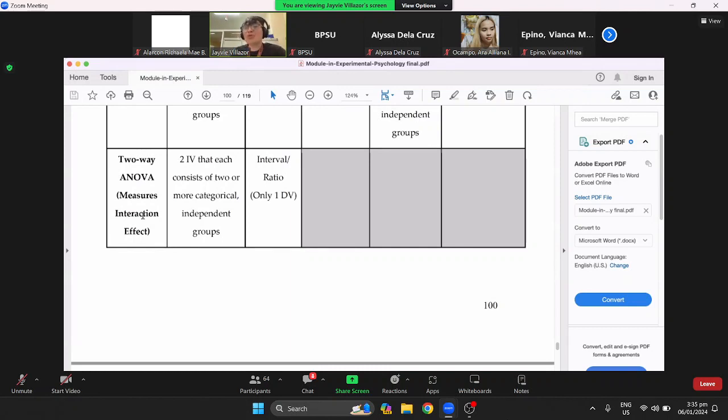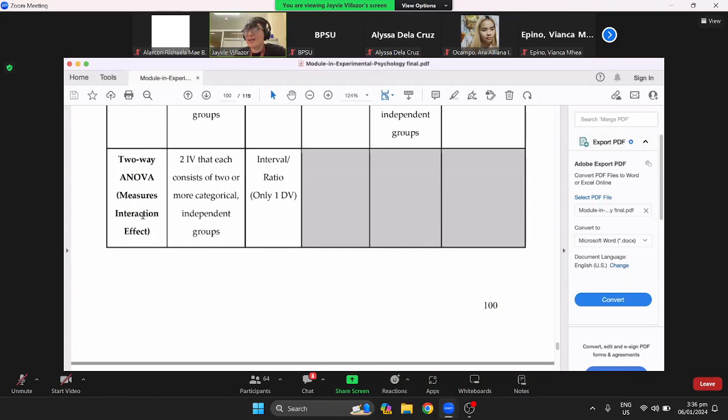From the word itself, two-way ANOVA. Okay? Ilan ang independent variable? Dalawa. Ilan ang dependent variable? Isa. Si one-way ANOVA, isang independent variable, isang dependent variable. Pero si two-way ANOVA, it becomes complex. Bakit? Kasi ang independent variable niya, dalawa. Tapos, each independent variable, meron siyang two or more categories or levels. Can you follow? Okay?